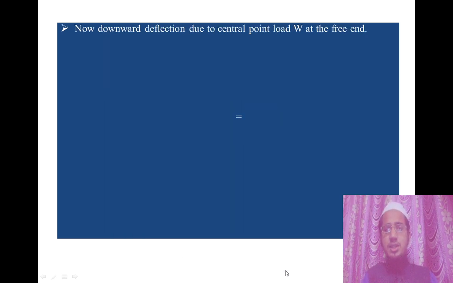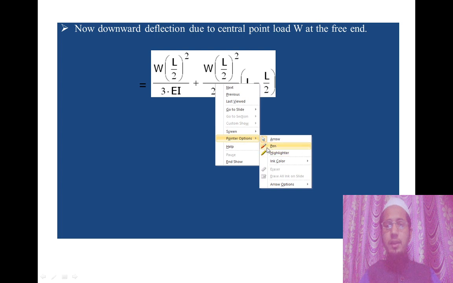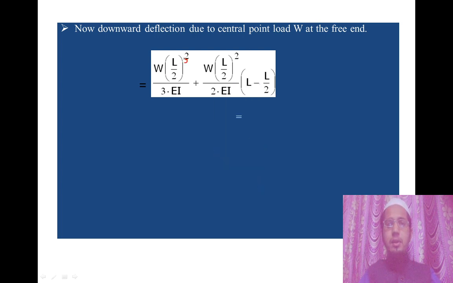Now the downward deflection due to the central point load W at the free end will be obtained as WA cube divided by 3EI, plus WA square by 2EI into B. Now in our case A, the distance of the load from the fixed end, is L/2, that is mid span, and B is nothing but the total span minus A, which is L minus L/2, that is only L/2.